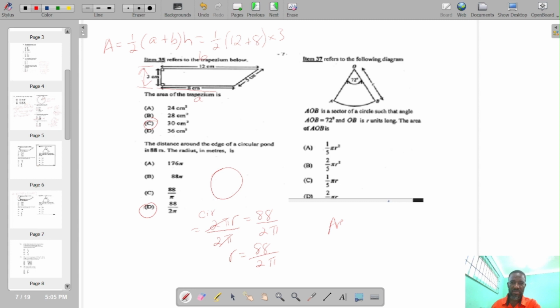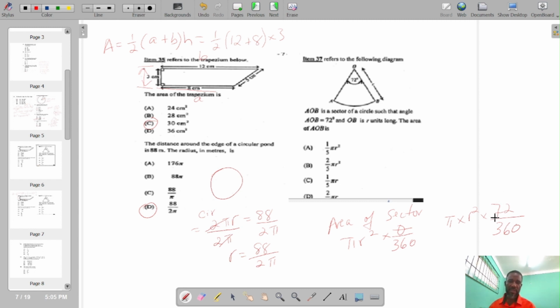Area of sector is equal to pi r squared times theta divided by 360. Okay, so we know pi r squared times theta, so therefore we're going to have pi times r squared times 72 divided by 360, and then we're going to cancel where possible.